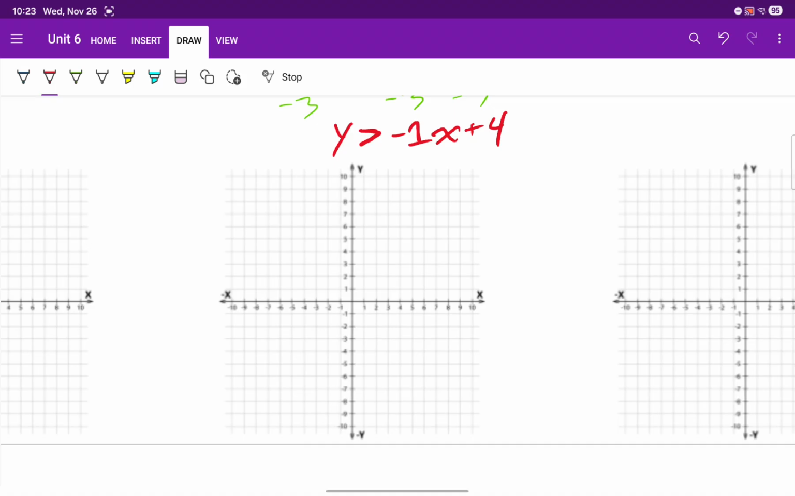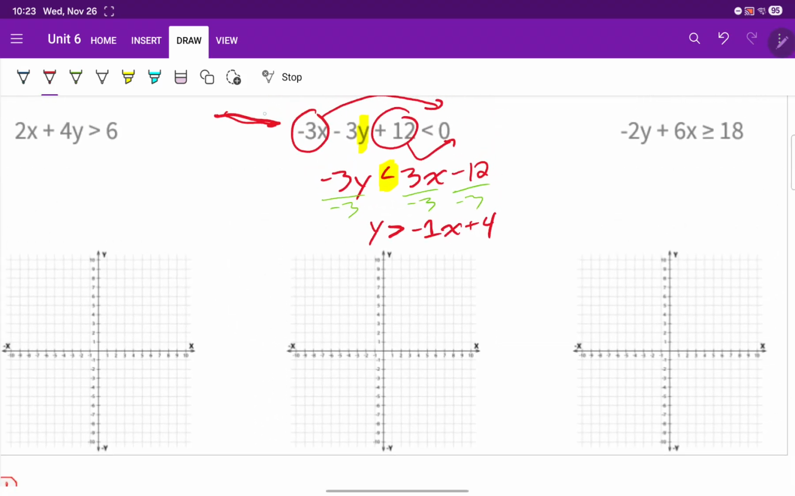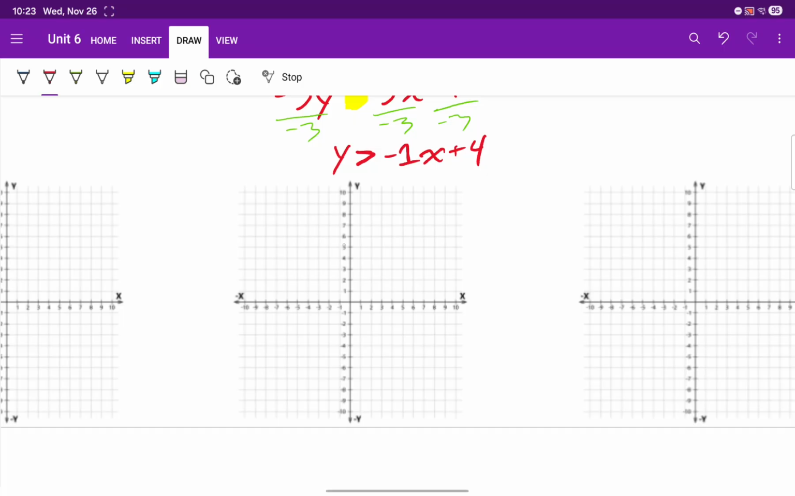Now that I've rearranged it, in these questions the rearranging is the tricky part. This is the kind of stuff that you would see on EQAO, where they would maybe give you the graph, give you the equation in this form here, and then ask you to match the graph. So you would need to rearrange it and then recognize, okay, this has a y-intercept of 4, and is going down 1 over 1, down 1 over 1, down 1 over 1. It is not equal to, this is just greater than. So because it's just greater than, it is going to be a dotted line.